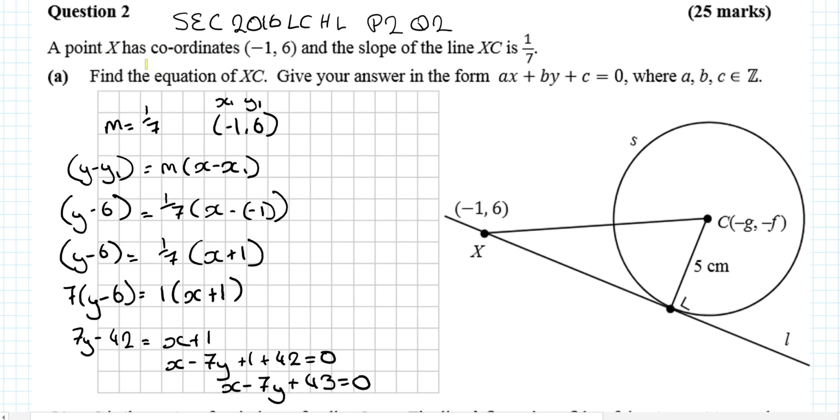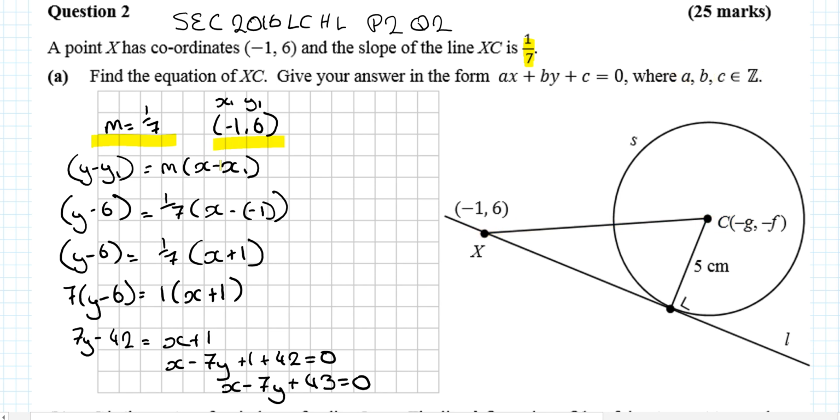A point X has coordinates minus 1, 6, and the slope of the line XC is 1/7. So that's this line here, which has a slope of 1/7. Find the equation of XC. Give your answer in ax plus by plus c form, where a, b, and c are all integers. So you should get nice whole numbers or 0, positive and negative whole numbers including 0.